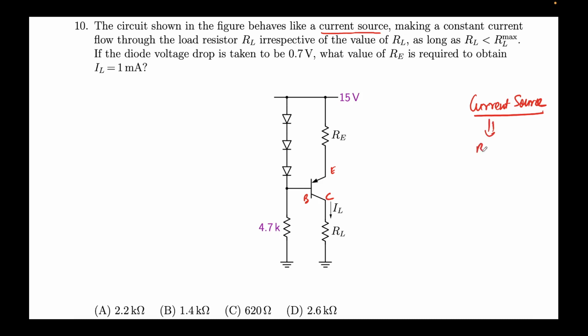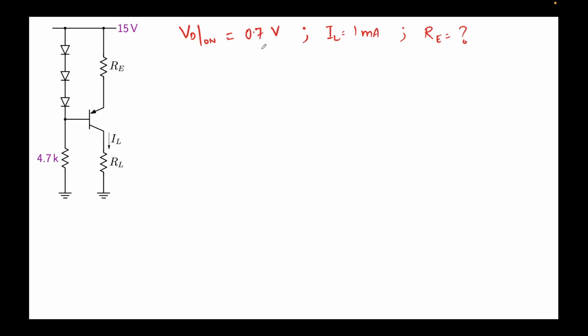Usually current sources are implemented using BJTs, or if you have heard, using MOSFETs. We're not talking about this, but the BJT is used as a current source, which we are seeing in this problem. It says that it behaves like a current source as long as RL is less than or equal to RL max. So this means there's a limit below which it will behave like a current source. If the diode voltage is taken to be 0.7 volts, what is the value of RE required to obtain IL equal to 1 milliamps? So we are required to find the value of RE, given IL is 1 milliamps and VD on is 0.7.